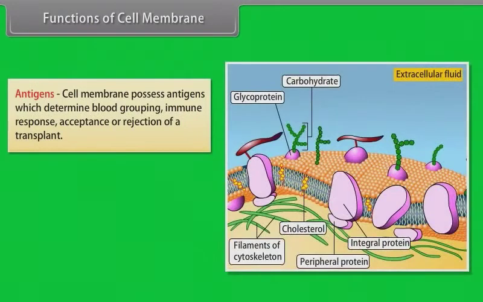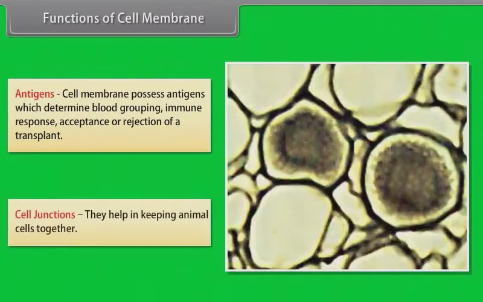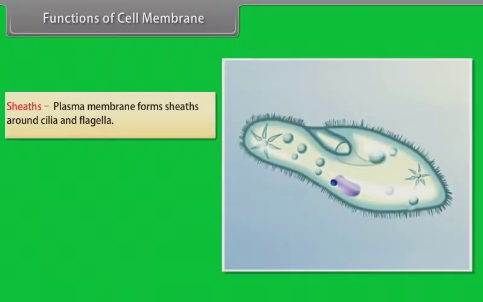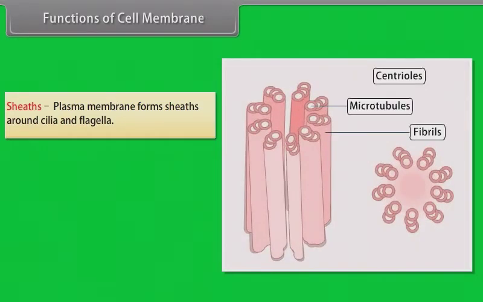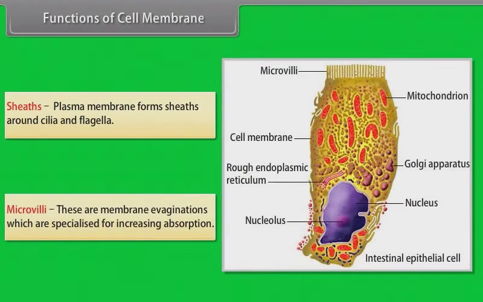Antigens. Cell membrane possesses antigens which determine blood grouping, immune response, acceptance or rejection of a transplant. Cell junctions. They help in keeping animal cells together. Sheaths. Plasma membrane forms sheaths around cilia and flagella. Microvilli. These are membrane evaginations which are specialized for increasing absorption.